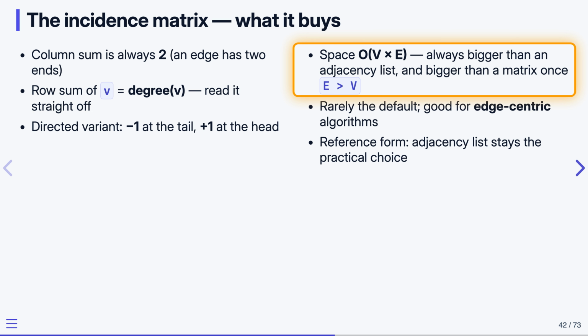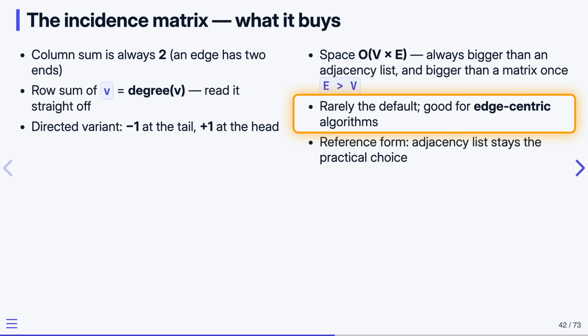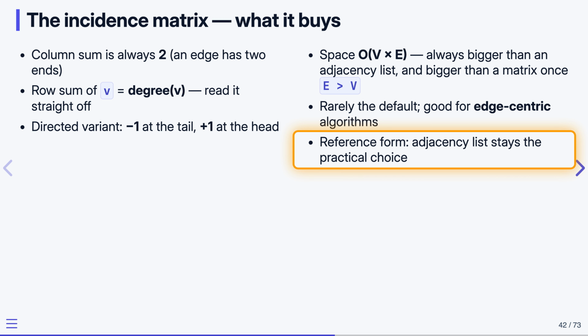Now the cost. This form uses big O of V times E space. That is always bigger than an adjacency list, and bigger than an adjacency matrix once E exceeds V. So it is rarely the default. It is good mainly for edge-centered algorithms, where the edge is the thing you iterate over. For our work, the adjacency list stays the practical choice.